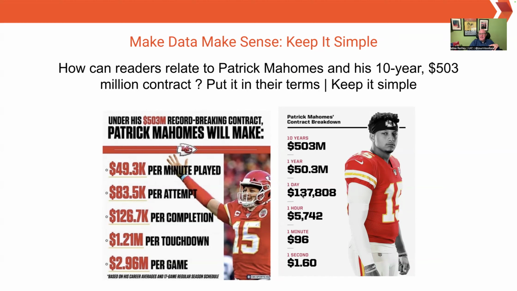Per day, he's making $137,000 if they broke it down by 365 days over those 10 years. They did the math on this. It's accurate. Every hour, whether he's playing or sleeping or hanging out with his family or having a beer, he's making $5,700 an hour. Per minute, guy hangs out for a minute, $96 he's making. Every time he takes a breath, it's $1.60.